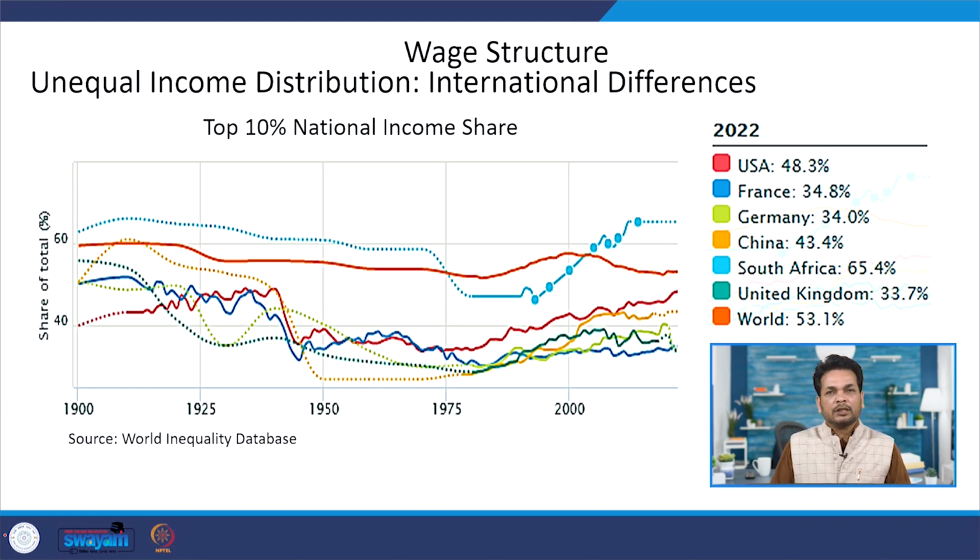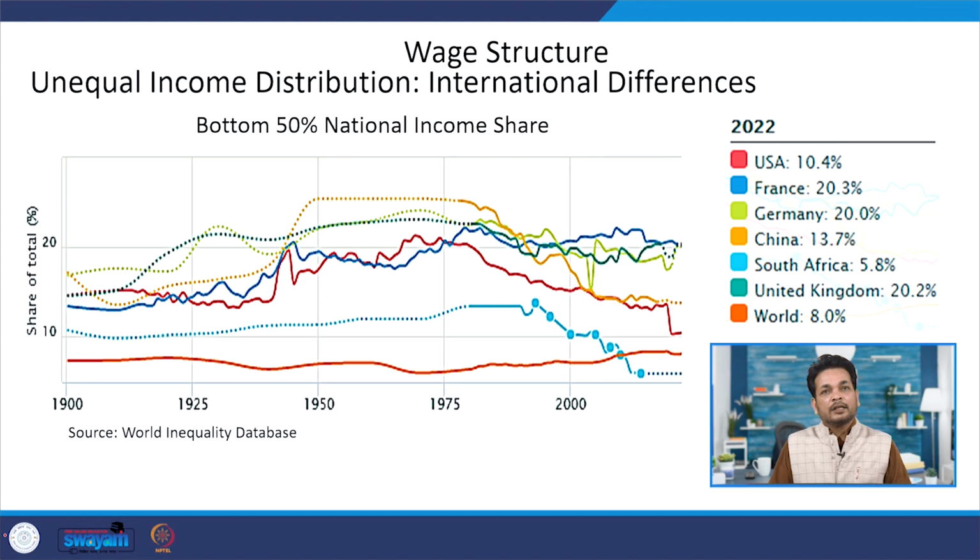In the United States it is 48%, in France it is 34%, in Germany it is 34%, in China it is 43.4%, in South Africa you can see it is 65%. So, while comparing this with the bottom 50% of the individuals and their share of the national income, at the world level it is just 8%. So, the bottom 50% of the individuals have just an 8% share of the national income globally. You can see it varies.